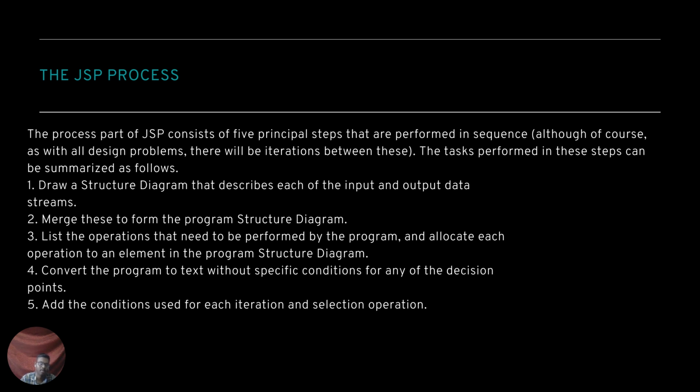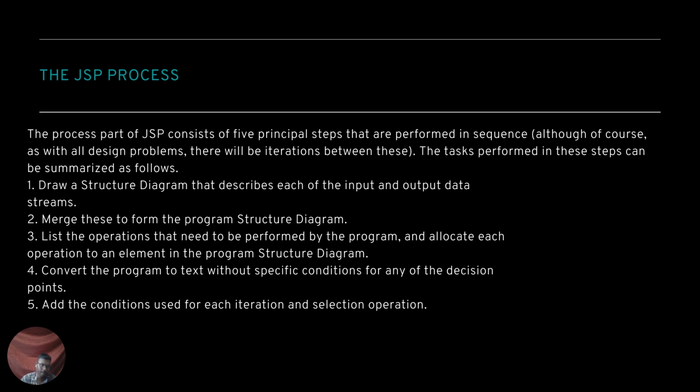The first is that we have to draw a structure diagram that describes each input and output data stream. Second, by merging the input and output data structures, we have to draw a program structure diagram. And the third step is that we have to list the operations that need to be performed by the program and allocate each operation to an element in the program structure diagram.